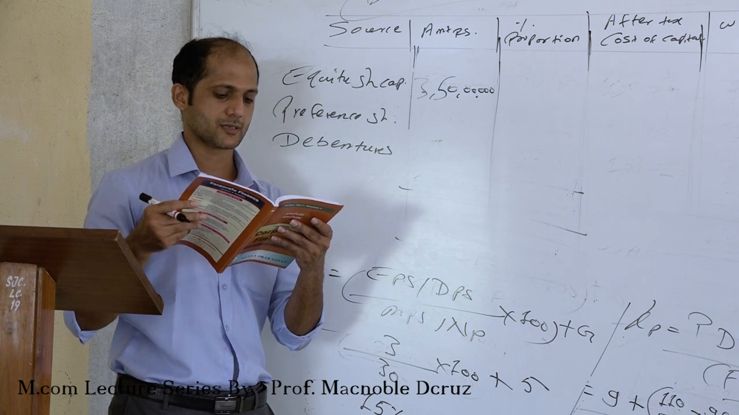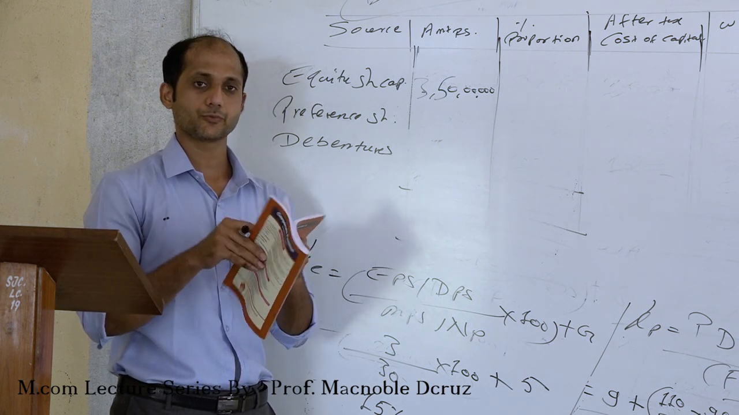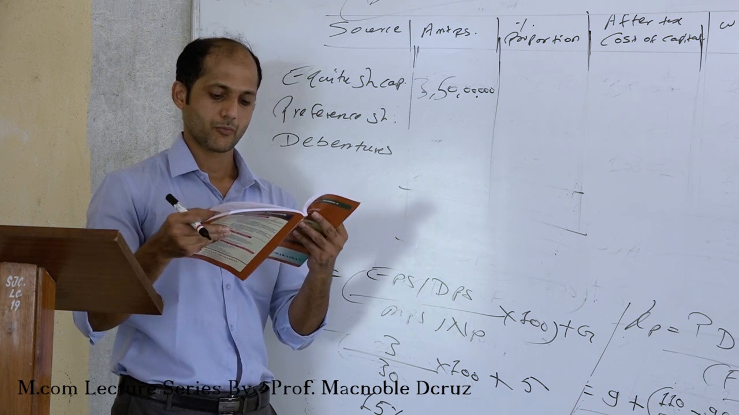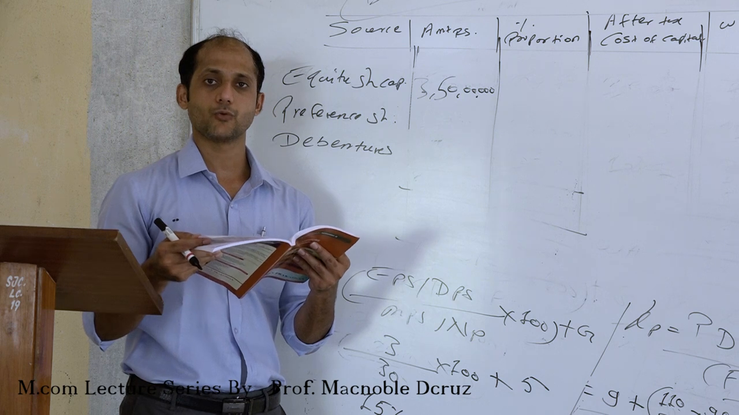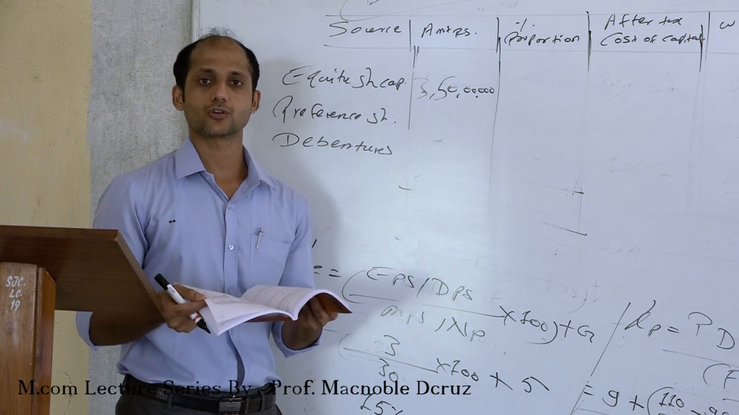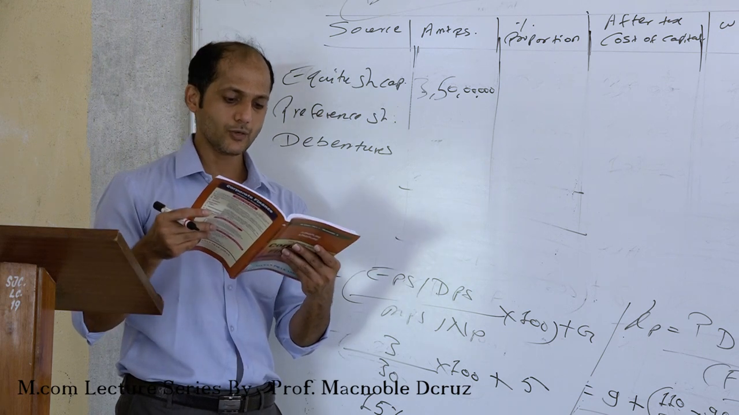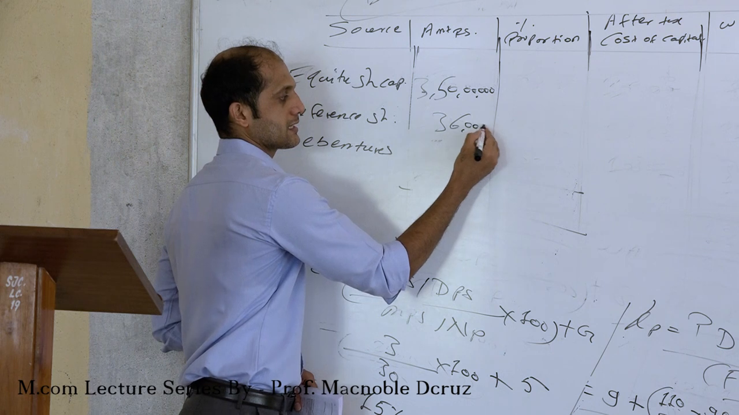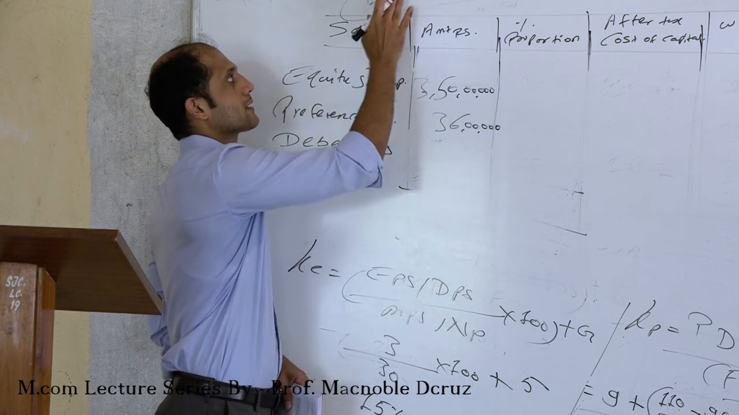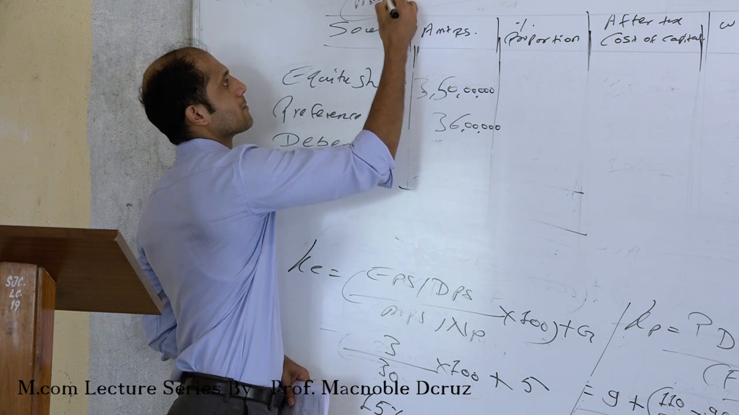Now, preference shares. What about the preference shares? Preference share value is 120 rupees. And we were having 30 lakh rupees preference shares, of which the face value was 100 rupees. Means in short, 30,000 preference shares. 30,000 preference shares into 120, we will get 36 lakhs. Not 30 lakhs, students, 36 lakhs. Why? Because we are now using market rates.